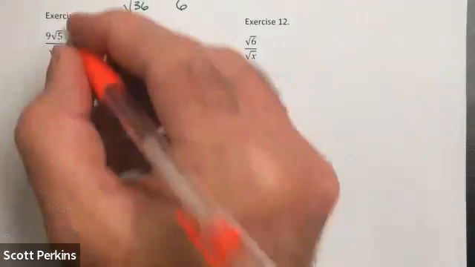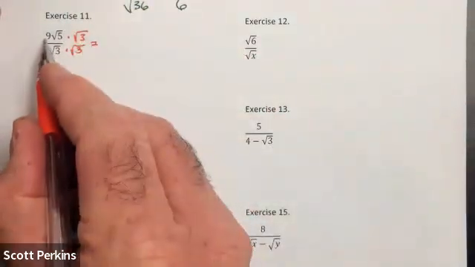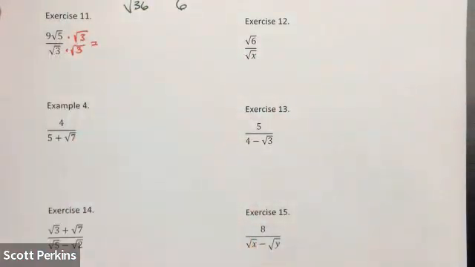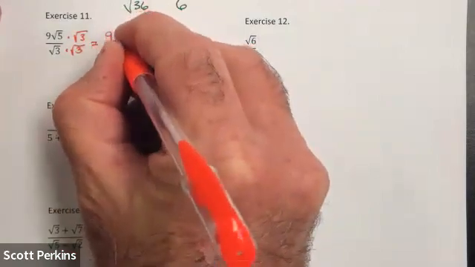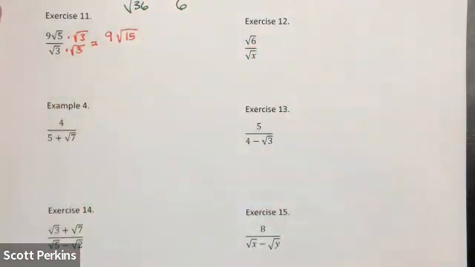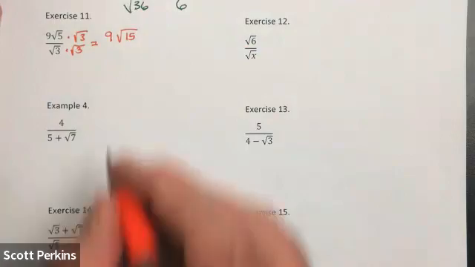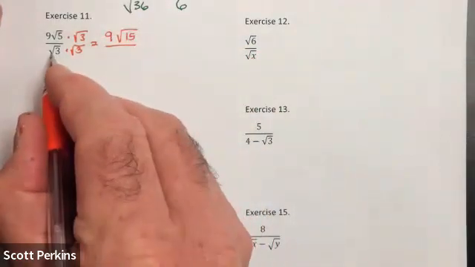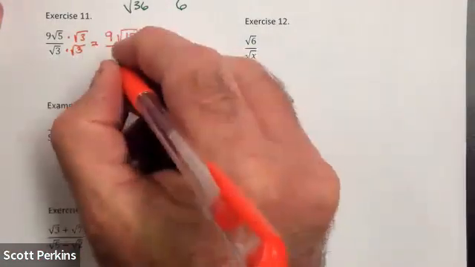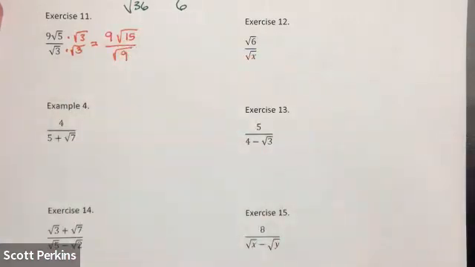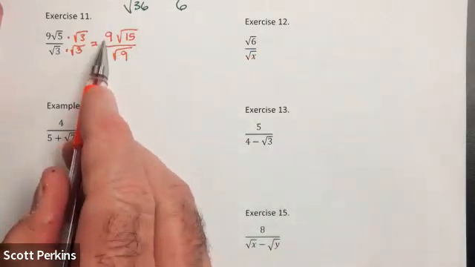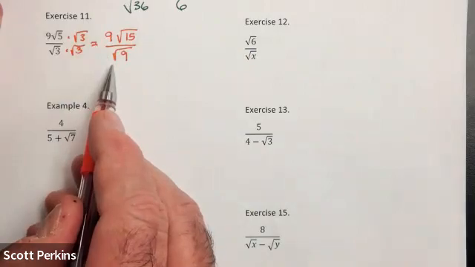All right, so when I multiply in the numerator, I've got 9 square root of 5 times the square root of 3. That's going to be 9 square root of 15. 15 is not going to simplify at all. It's 5 times 3, so there we go. In the denominator, square root of 3 times square root of 3 is square root of 9. Again, I can't cancel the 9s because one's under the radical and one's not.